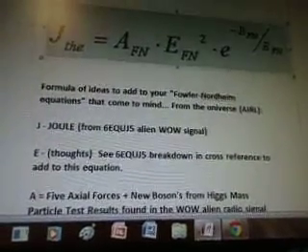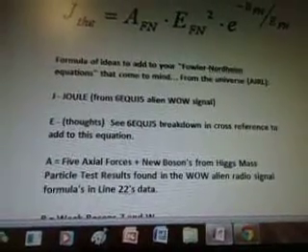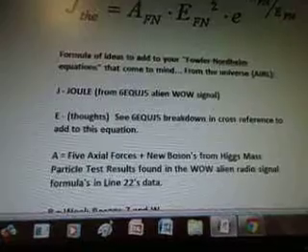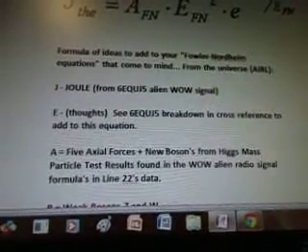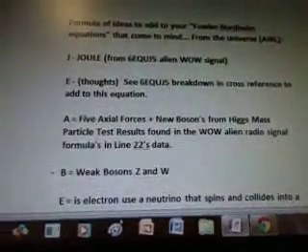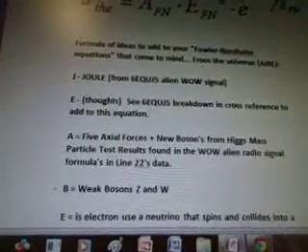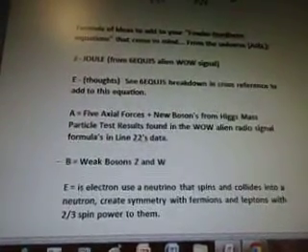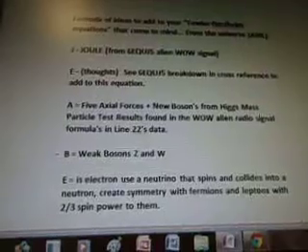I got a formula of ideas to add to your Fowler-Nordheim equation that comes to mind from the universe arrow. J is joule from 60QUJ5 alien radio signal. E is thought. See 60QUJ5 breakdown and cross-reference to add to this equation. A is the 5 axial forces plus new bosons from Higgs mass particle test results found in the WOW alien radio signal formulas in line 22's data. B is the weak boson Z and W.